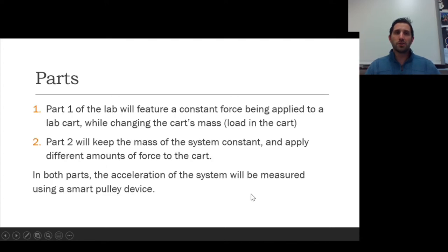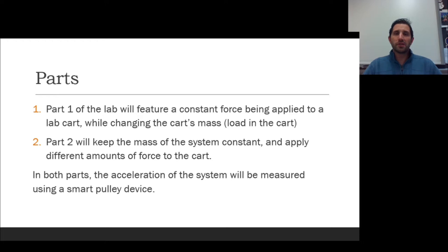We're going to do this in two parts. Part one of the lab will feature a constant force being applied to the lab cart. So we're always going to pull with the same amount of force, but we're going to change the amount of load in the cart to change the mass of the system. And then in part two, we'll keep the mass of the system constant, but we're going to apply different amounts of force to the cart. We'll do that by hanging different amounts of weight from a string attached to a pulley.